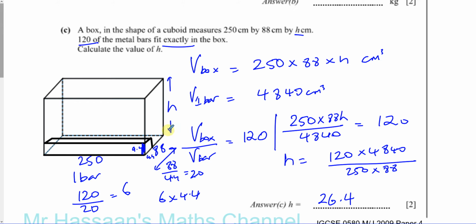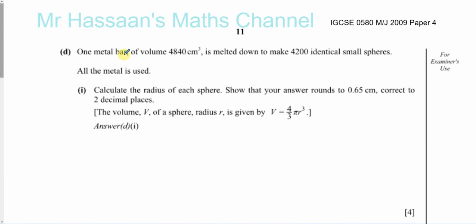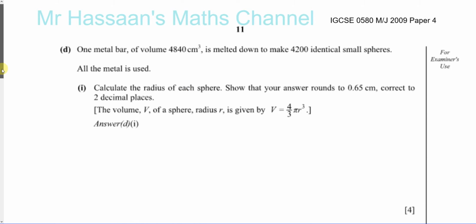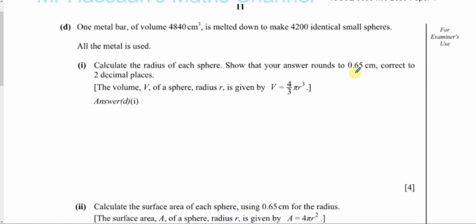Okay, now for part D, it says one metal bar of volume 4,840 centimeters cubed is melted down to make 4,200 identical small spheres. All the metal is used. Calculate the radius of each sphere. Show that your answer rounds to 0.65 centimeters, correct to 2 decimal places. Now they tell you the volume of a sphere, so that makes it pretty easy.